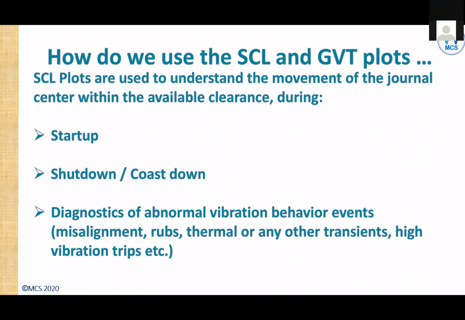So how do we use these shaft center line and gap voltage plots? Basically, they are used to understand the movement of the journal within the available clearance during startups, when the machine starts from zero speed and gets to the operating speed, or during shutdowns, when it is shutting down or coasting down, and also during diagnostics of abnormal vibration behavior events. That is, when there's a misalignment happening, or rubs are happening, or thermal variations on the machine, and any other transients like high vibration trips.